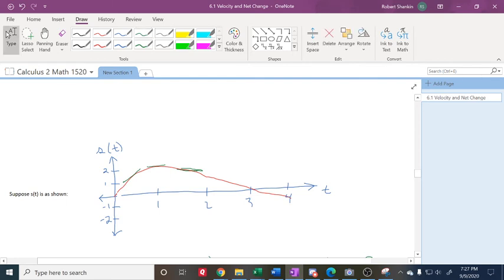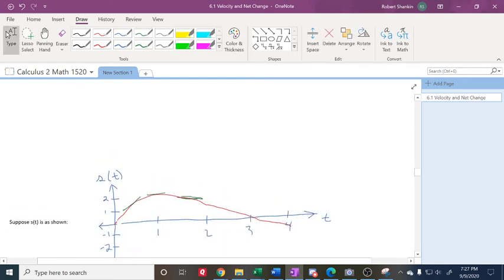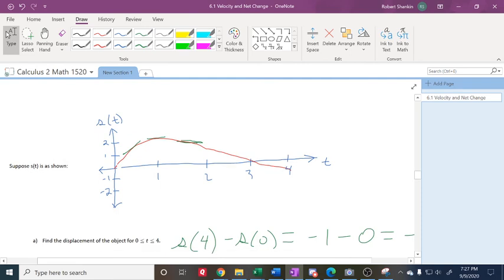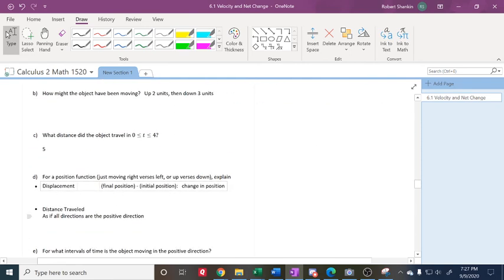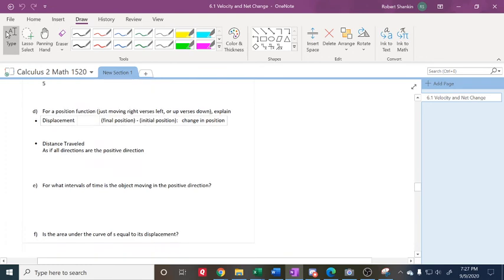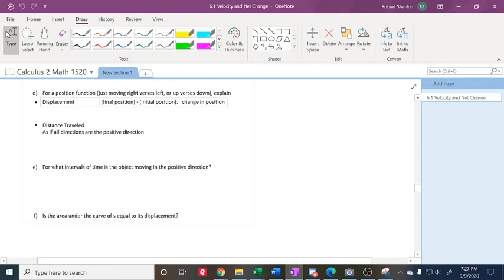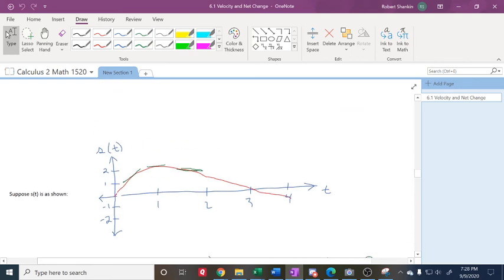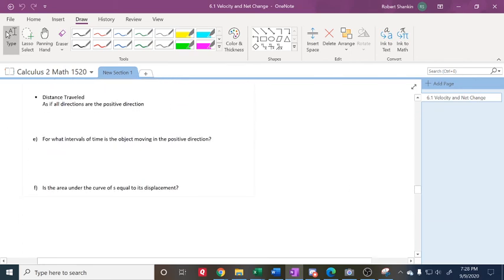Hey, you're going up, and then you're going down, and we decide that the up direction is positive, the down direction is negative. So for what intervals of time are you moving in the positive direction? You'd say from 0 to 1. 0 less than t less than 1.